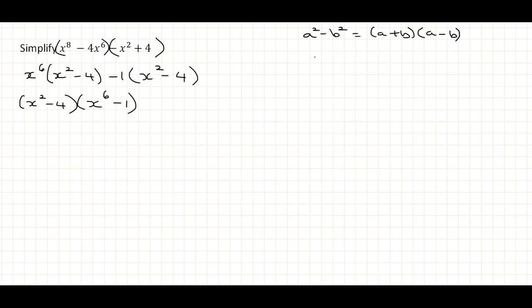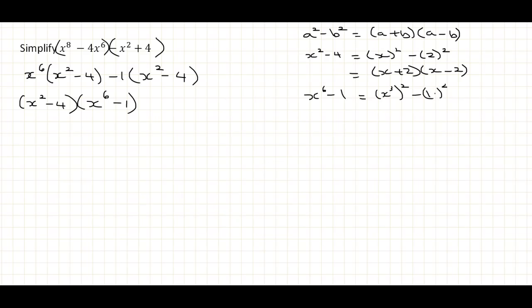X squared minus 4 is the same as x squared minus 2 squared. So this is going to give us x plus 2 multiplied by x minus 2. Then we'll do the same for x to the power of 6 minus 1. This is going to give us x to the power of 3 squared minus 1 squared. So this is going to give us x to the power of 3 minus 1 multiplied by x to the power of 3 plus 1.